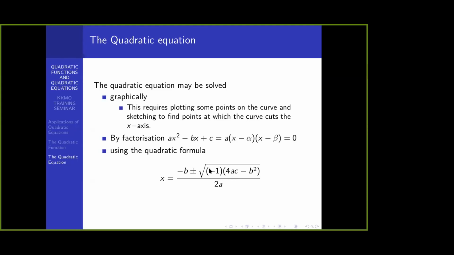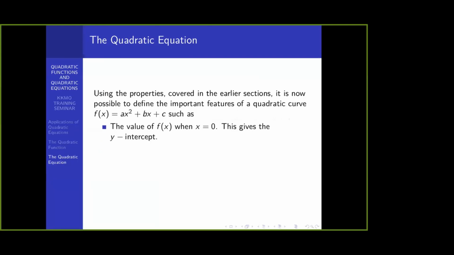This, I think, is a mistake. This should be b squared minus 4ac to find the root. So I think this should be minus b plus or minus square root of b squared minus 4ac. I think that is still fine. Yes, it's okay.